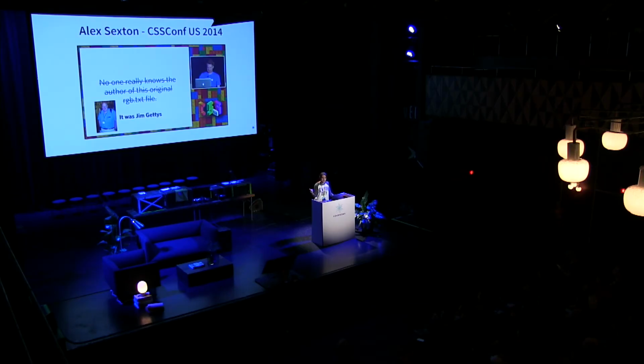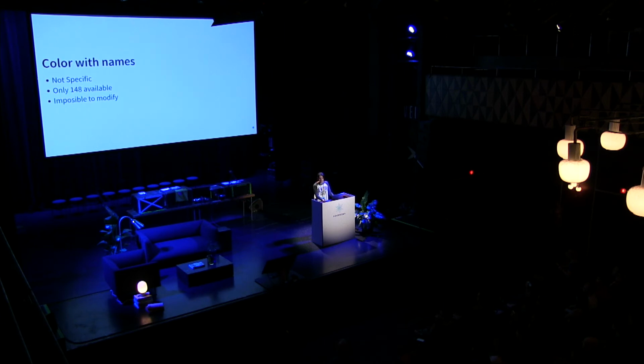If you want to take more of a look into this TXT file, you should watch this talk by Alex Sexton. He explains the history of it, and it's really interesting. So that's colors with names. They are not specific. If I want a really, really particular shade of blue, I probably won't get it. There are only 148 available. I'm counting Rebecca purple here, even though it isn't part of the X11 colors. And they are impossible to modify. If I have red, and I want it to be a little darker, then I'm in trouble, because there is no medium red, and dark red might not be the one I want. But they are fun to use.